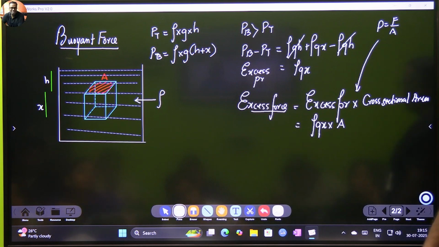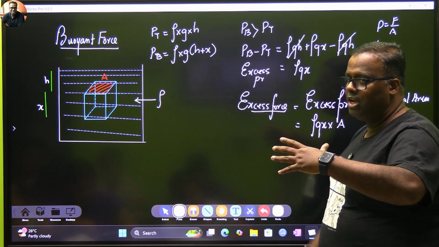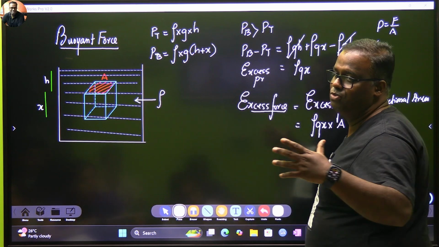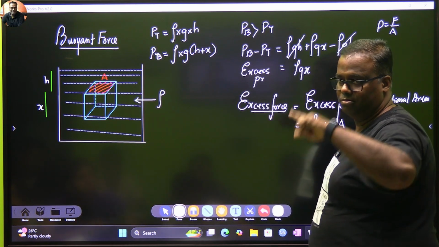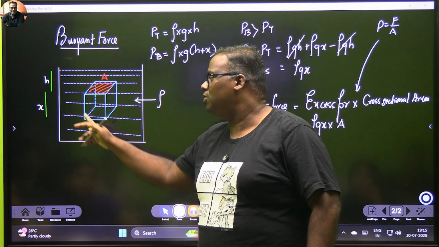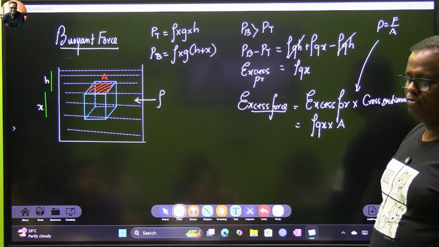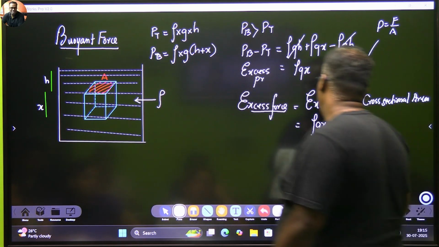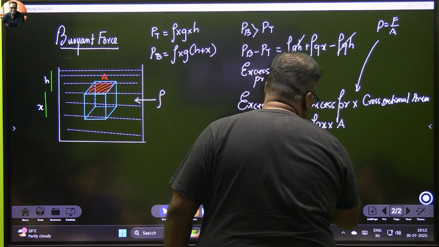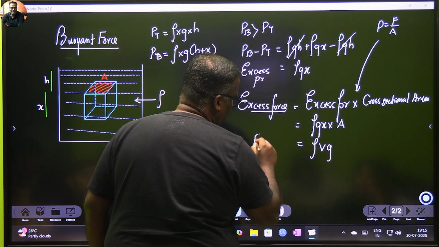Right? मैंने आपको एक चीज बताया था उस दिन. Cross-sectional area multiplied by the height always gives you what? Volume. This is the cross-sectional area A. What is the height of this column? X. So don't you think A and X are multiplying and they give you what? The volume of this. Therefore, I can write this as rho, the volume V into G. And this is known as my buoyant force.